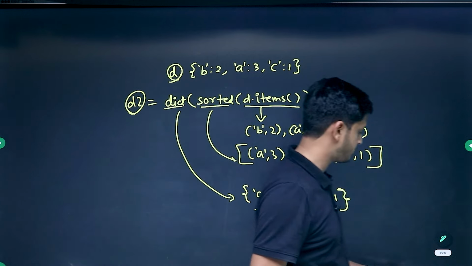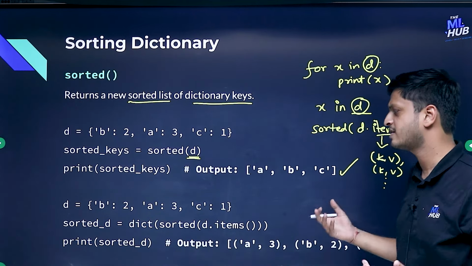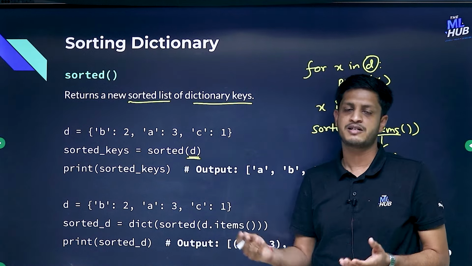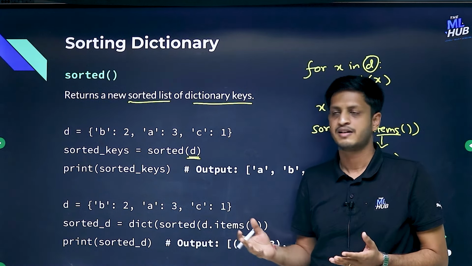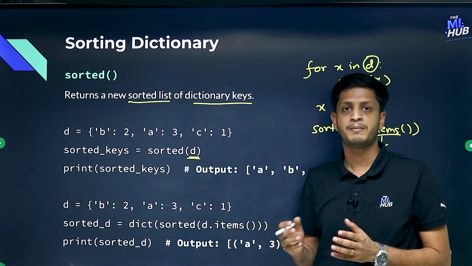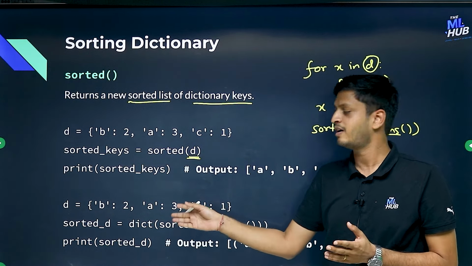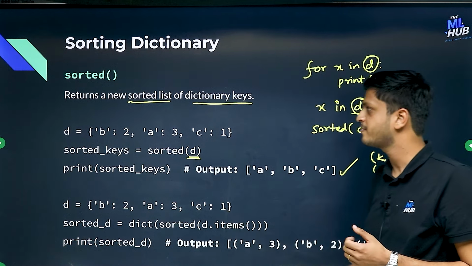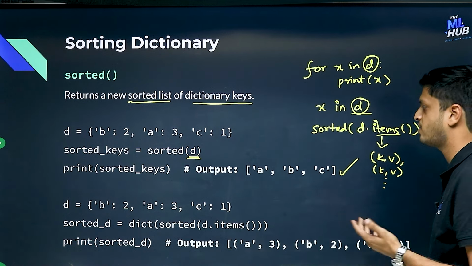Okay. Just understand the functions. The sorted function can take any iterable. If you're just giving the dictionary name, by default it only gives you the keys. But if you do d dot items, this is another iterable, but on tuples. So now if you sort it and convert it again to a dictionary, you will get a new dictionary with keys sorted. Okay. So this is how the sorted function works on dictionaries in Python.